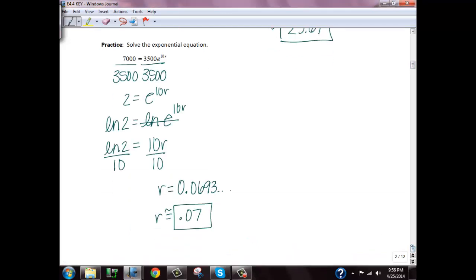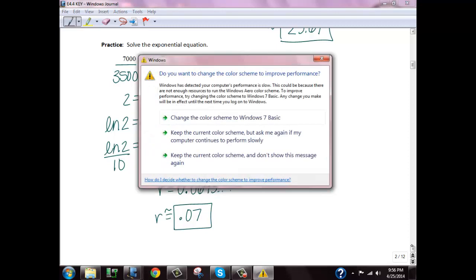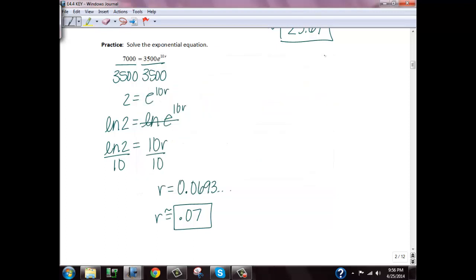All right, so on this practice problem, it's kind of the same idea. I need to get rid of my 3,500 first so that my exponential base e is isolated. When I divide off 3,500 from both sides, I end up with 2 is equal to e to the 10r. And then to get rid of e, I just take ln of both sides. When I take ln of both sides, I have ln of 2 is equal to 10r, and then I just divide off my 10. ln of 2 divided by 10, I can do in my calculator, which gives me 0.0693, and then I just round it to 2 decimal places, which gives me r is approximately 0.07.